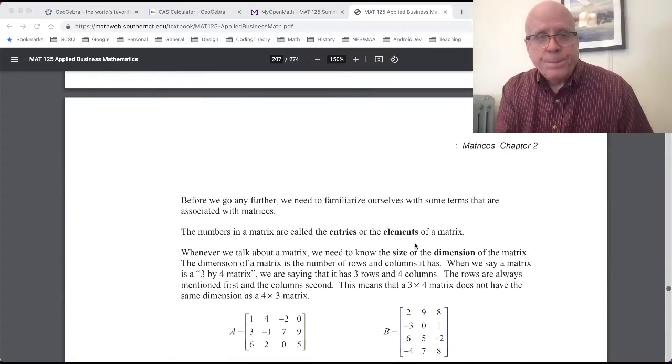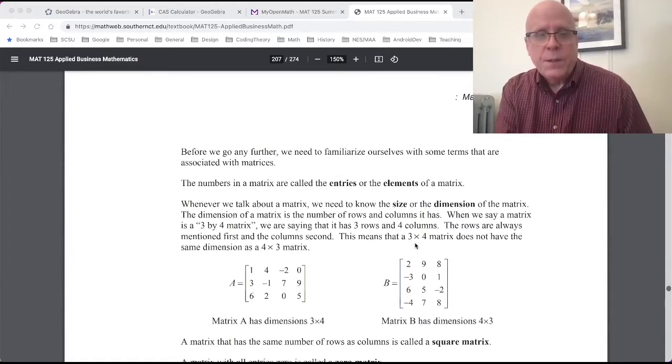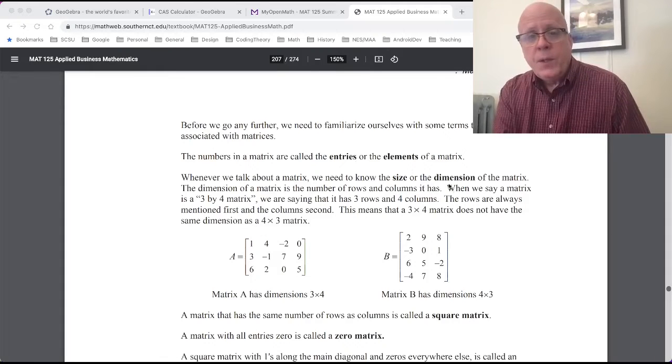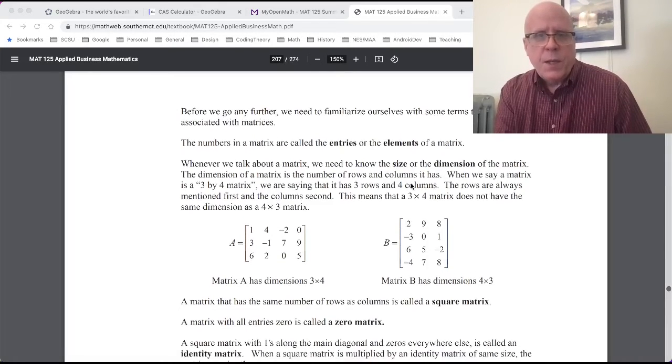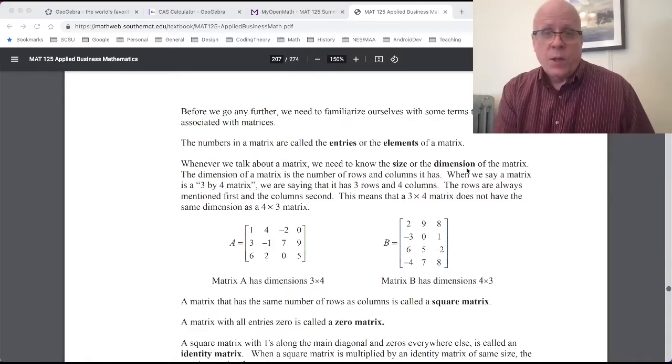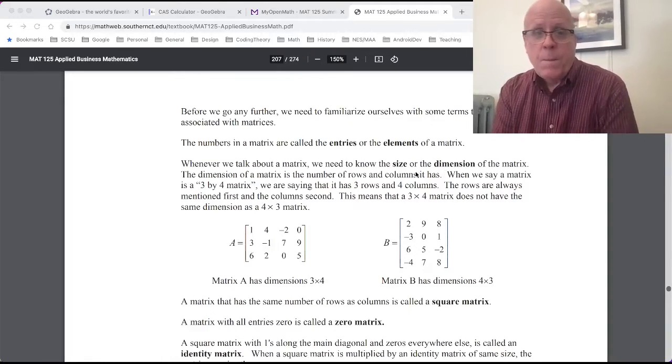Okay, some terminology, and I've already used the terminology. We talk about the entries or the elements of a matrix. Those are the numbers inside the table. The other thing we need to talk about, and I kind of pitched this ahead of time, is how do we discuss the size of a matrix? You should not use the word dimension. If you want, you can say dimensions, because there's going to be 2, right? There's a number of rows and a number of columns.